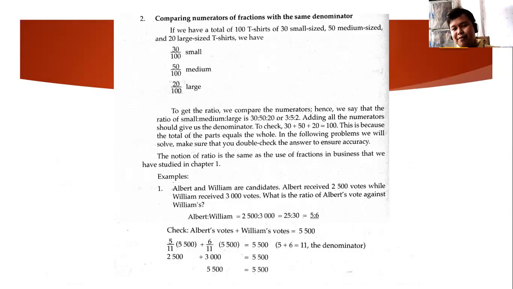To get the ratio, we compare the numerators. Hence, we say that the ratio of small, medium, and large is, in lowest terms, 30, 50, and 20, or 3 for small, 5 for medium, and 2 for large. Adding all numerators should give us the denominator. To check, 30 plus 50 plus 20 is 100.